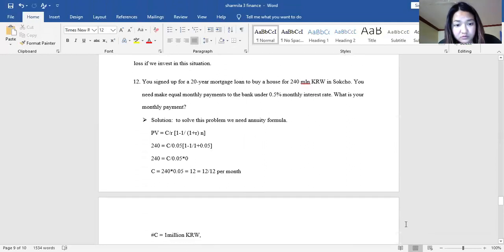So for question number 2, you signed up for a 20-year mortgage loan to buy a house for 240 million Korean won in Seoul. You need to make equal monthly payments to the bank under 0.5% monthly interest. So what is your monthly payment?